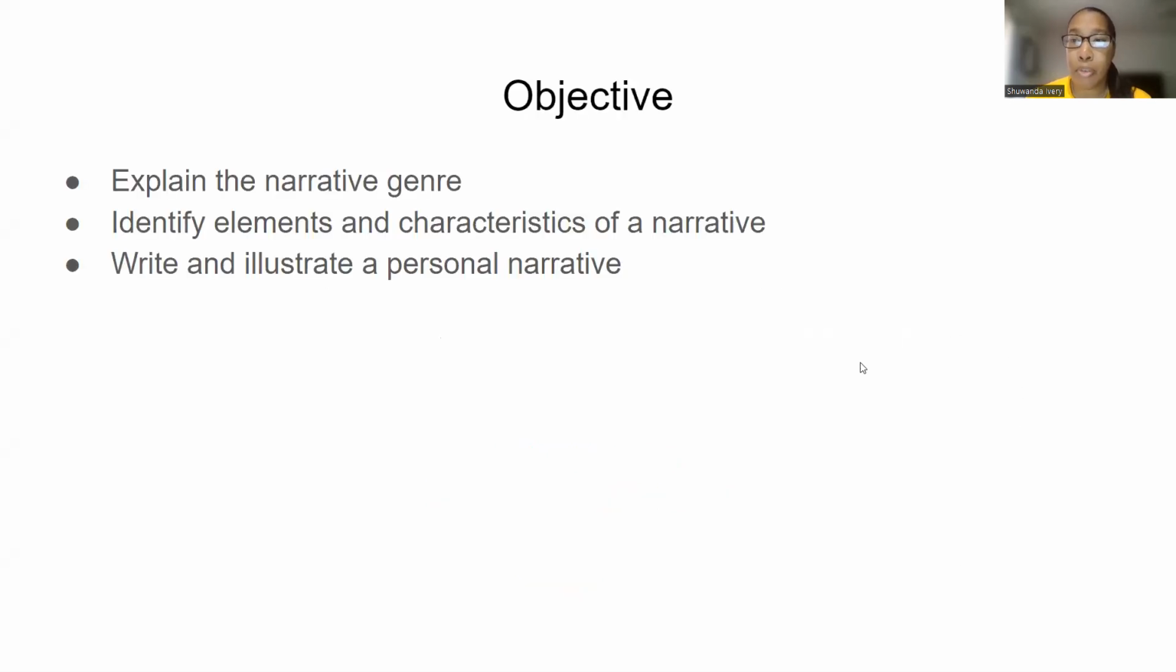The objective for this lesson is to explain the narrative genre and identify elements and characteristics of a narrative, and the writing assignment for students is to write and illustrate a personal narrative.